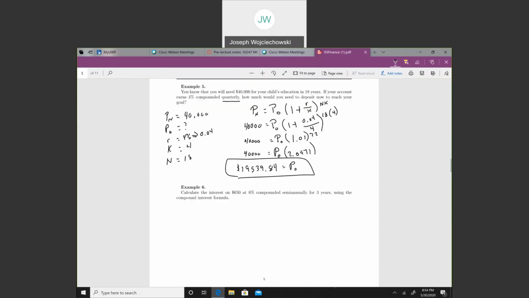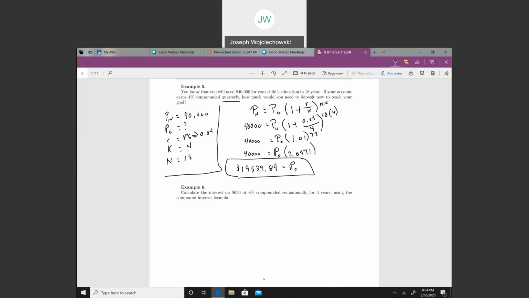Okay. It's always a good idea to list your variables and name them. That way you won't get them mixed up when you use the formula. Let's look at another one here. Calculate the interest on $650 at 8% compounded semi-annually for 3 years using the compound interest formula.